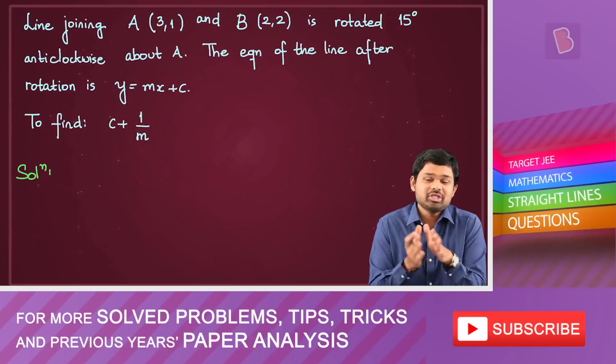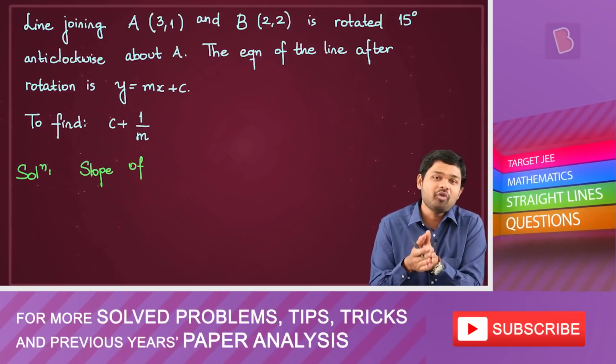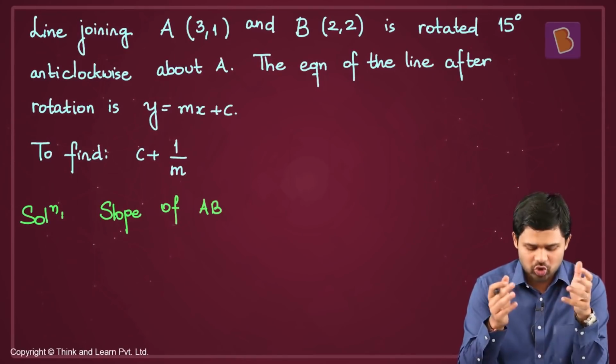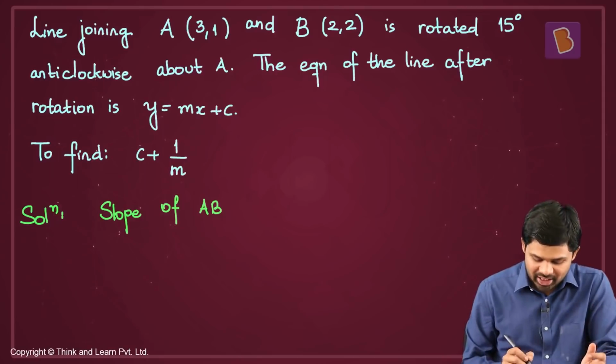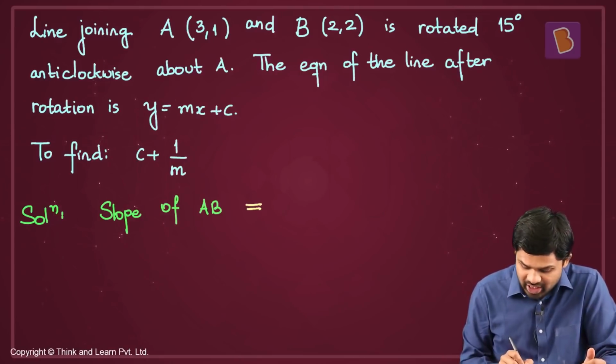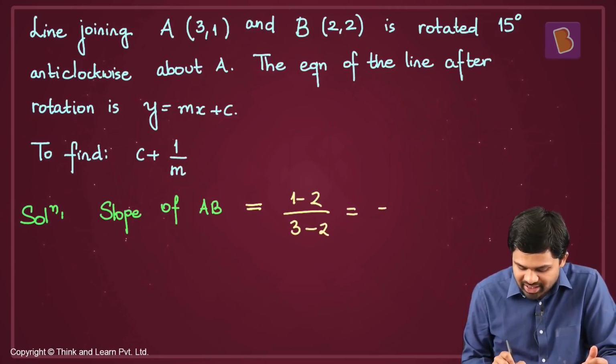First and foremost, let's try and find out what is the slope of the line joining A and B. Pretty straightforward. So the slope is going to be nothing but the difference in the y coordinates divided by the difference in the x coordinates. So that's going to be 1 minus 2 divided by 3 minus 2. That's going to give me -1.